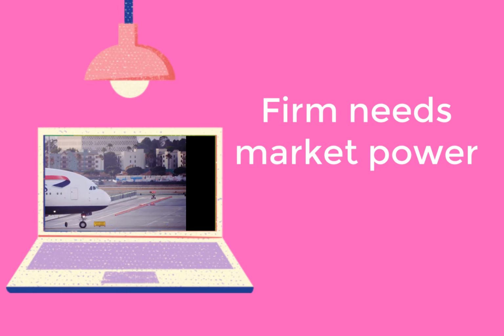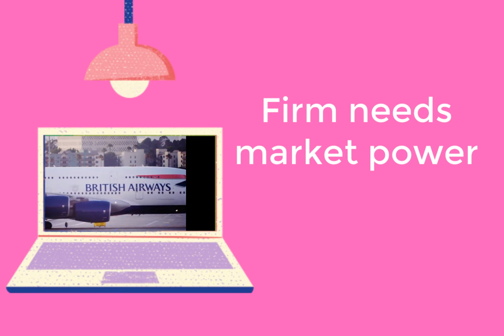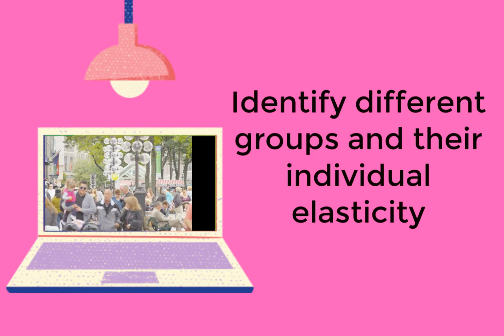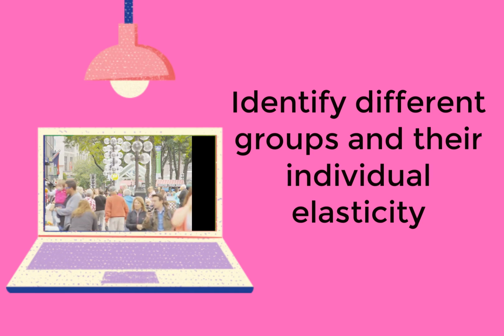The market conditions that allow price discrimination to take place are: 1. Firms must have sufficient market power. The firm needs to be a price maker, for example, a monopoly. 2. Firms need to be able to identify the different groups of customers and their price elasticity of demand.